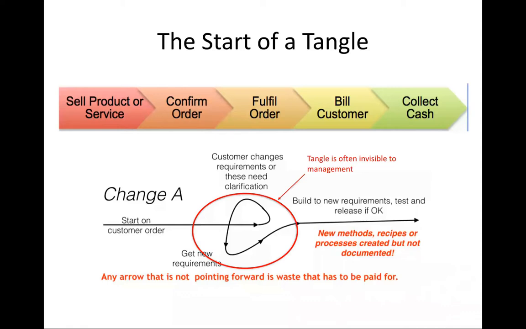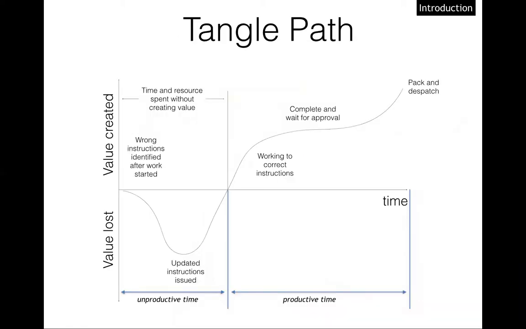Let's look at the tangle path. A tangle path may be like this. Work starts and goes straight into unproductive time as instructions are queried. This unproductive time has to be paid for and subtracts from profits, sometimes leading to products or services being sold at a loss to meet contractual requirements.